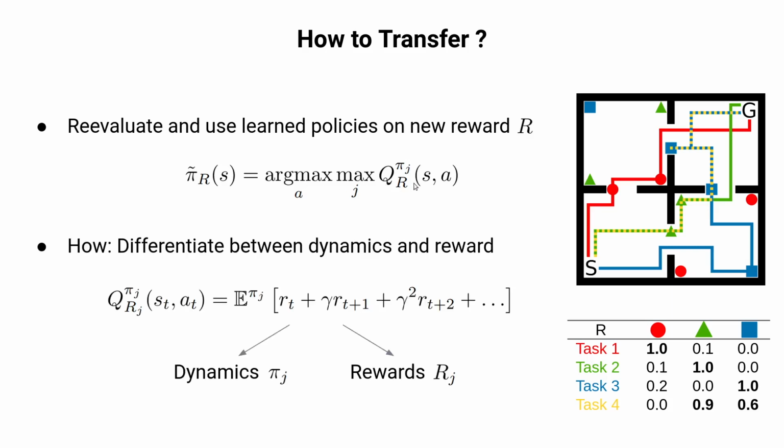So how can we re-evaluate existing policies for a new reward function? We do this by learning a special formulation of the Q function for each task, which differentiates between dynamics and rewards. Dynamics are what I will see when I use this policy. Here, which objects will I collect when using the policy? Having this, we can compute the value of the policy given a reward function that tells us how to evaluate the collected objects.